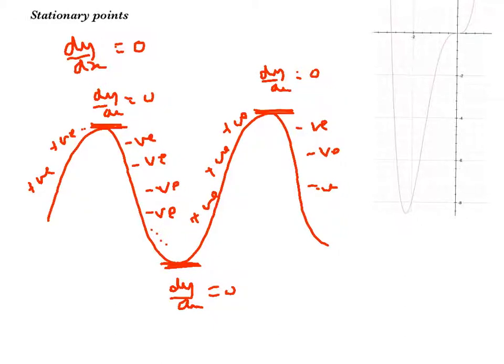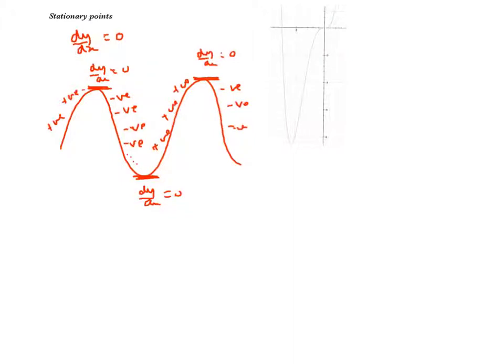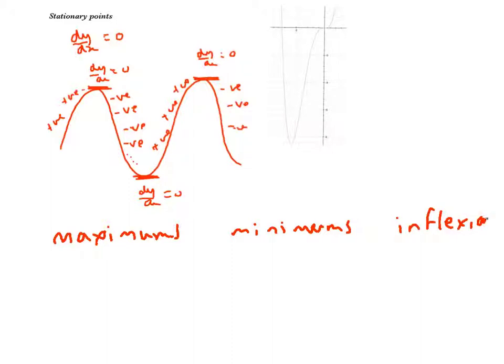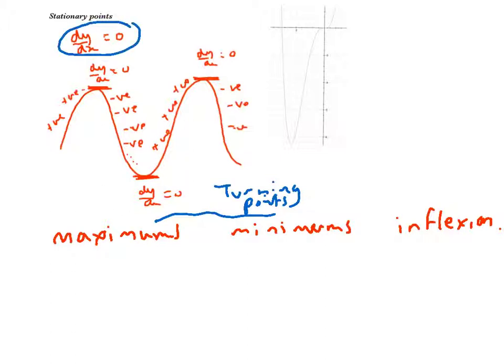There are what's called maximums, minimums, and inflection points. Maximums and minimums are also called turning points. So, the order is, we have stationary points, which means dy over dx equals 0. We then have 3 types of stationary points, which are maximums, minimums, and inflection points.